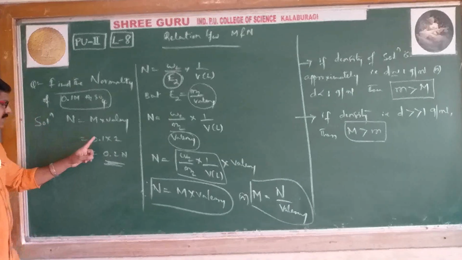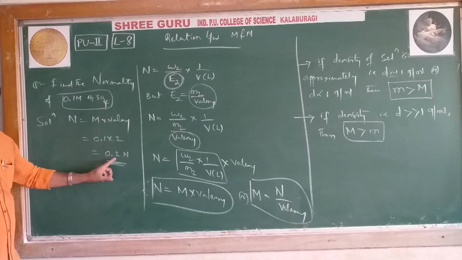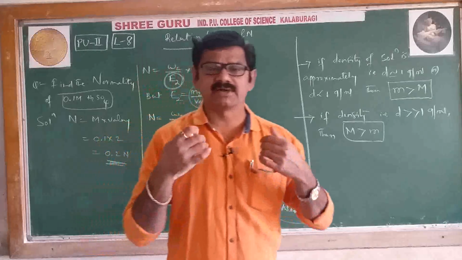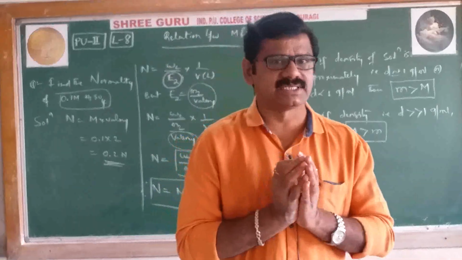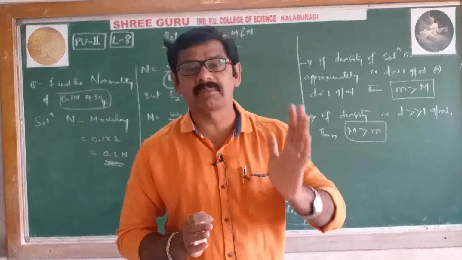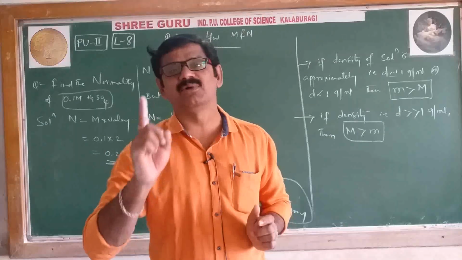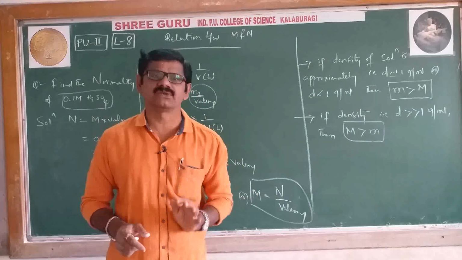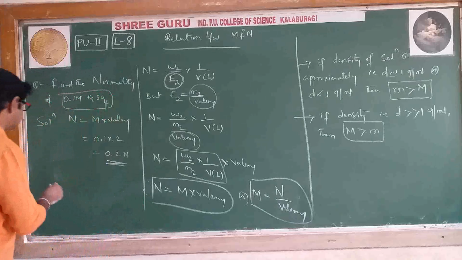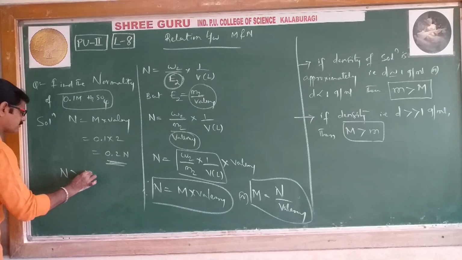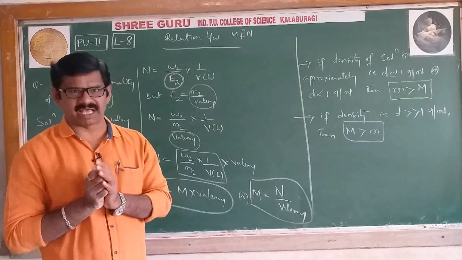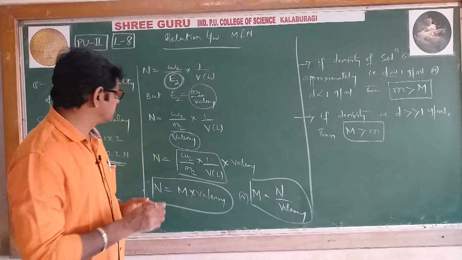Means if molarity is 0.1, normality is 0.2. That's why always remember, if you consider the molarity and normality values of any given solution, the normality value is always bigger than the molarity value. This is a conclusion. For any solution, if you compare normality and molarity, definitely normality is bigger, right?